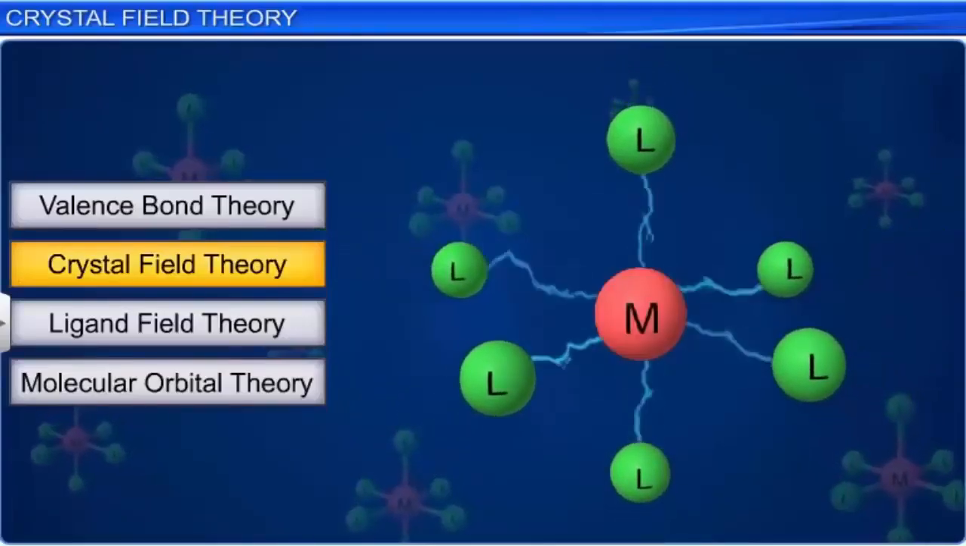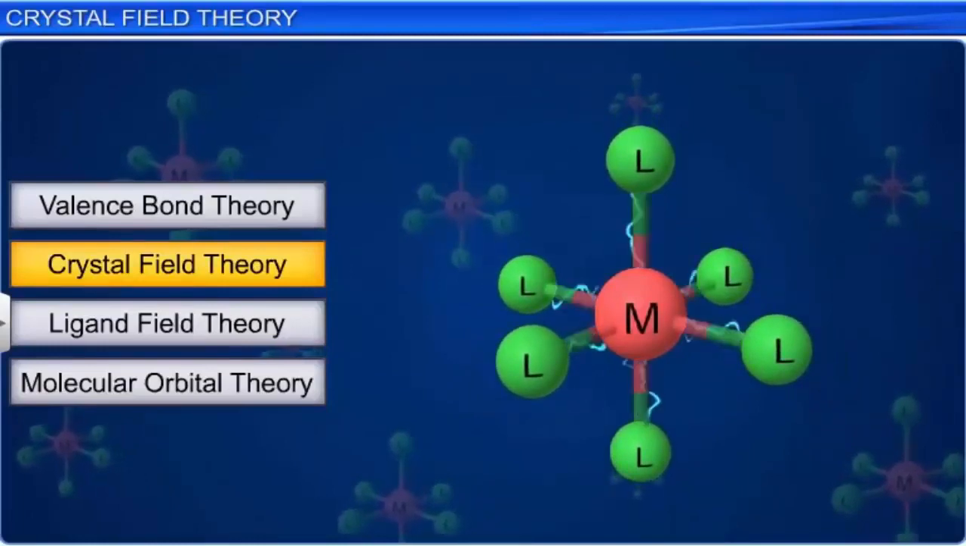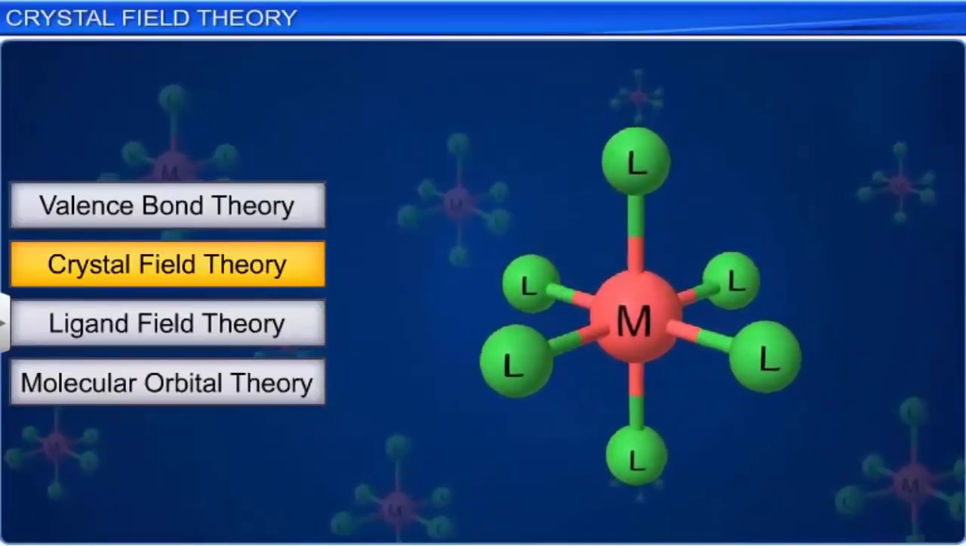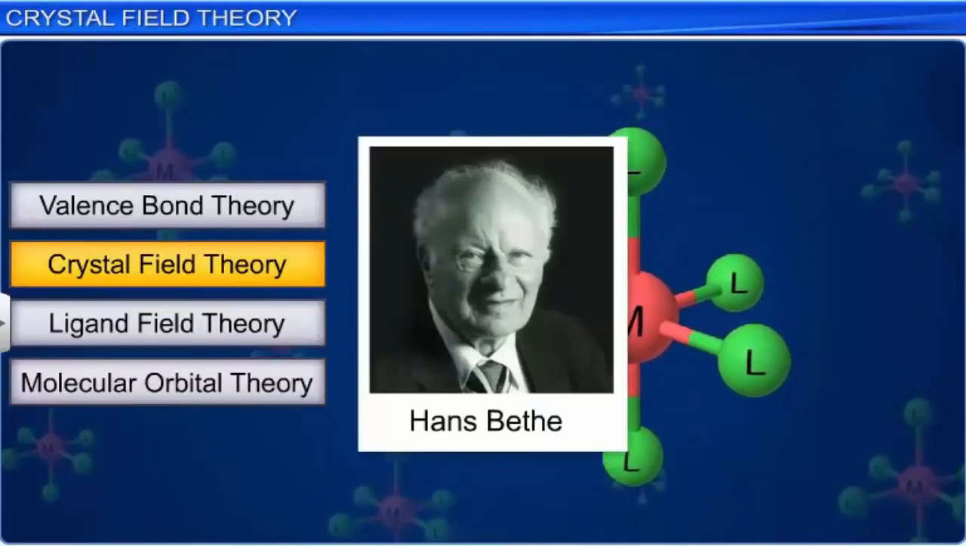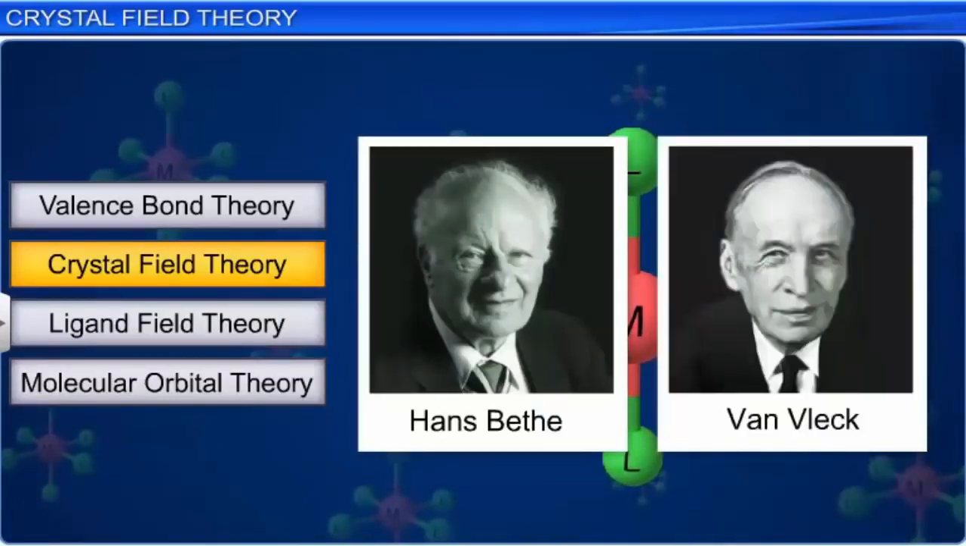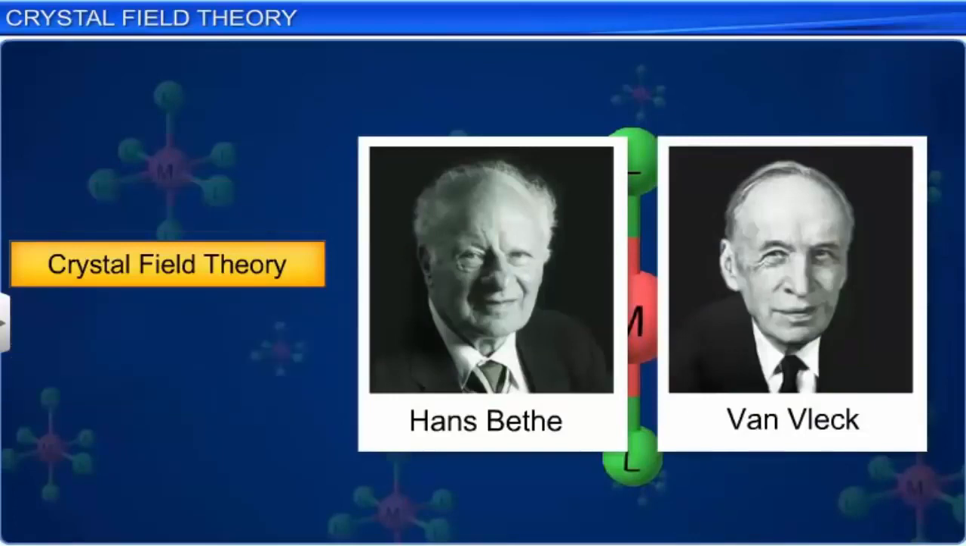The crystal field theory was proposed by Hans Bethe and Van Vleck. This theory gives a much more satisfactory explanation for the bonding and the properties of complexes than the valence bond theory.